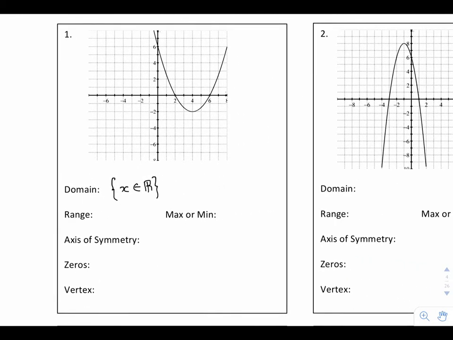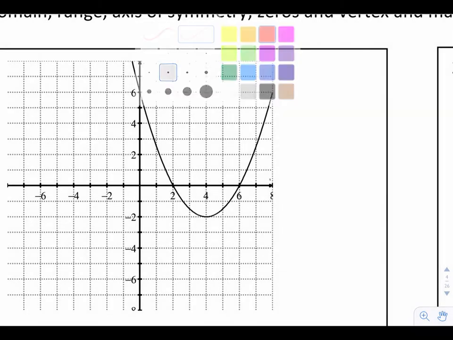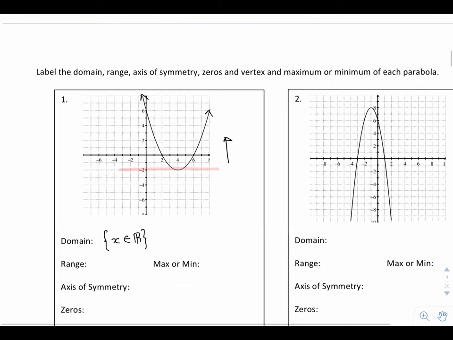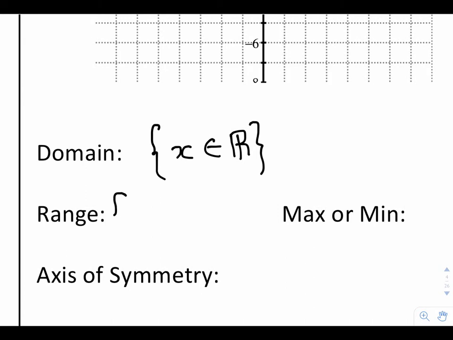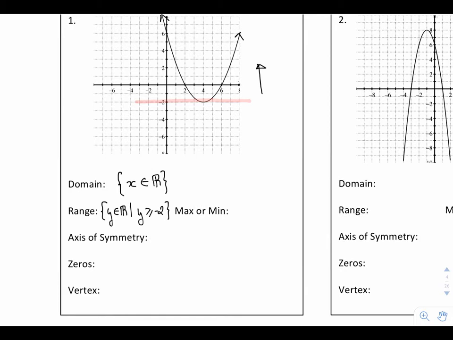For my range, that's all the y values, and if you look at your graph, all you have to determine is, well, what's the lowest point? If I look closely here, I see that my lowest point is going to be -2. Everything on this graph lies above -2. So my y values are everything above -2, and there should be arrows on the end here. So for my range, I'm going to write y is an element of the real numbers such that y is greater than or equal to -2. Now that value there happens to be a minimum value, and the minimum value is -2, it's the smallest.